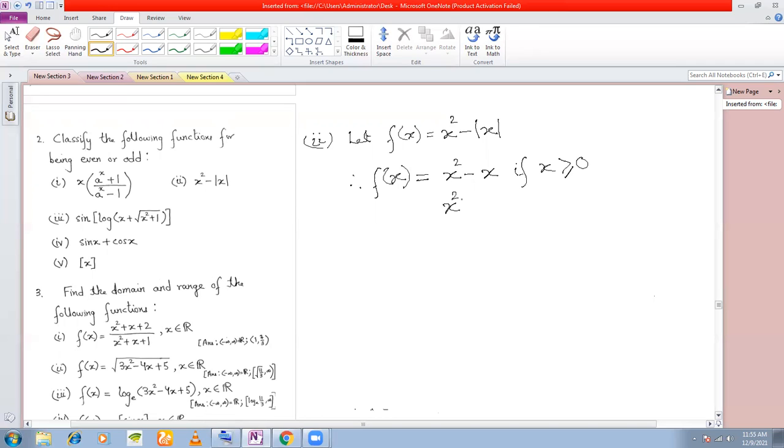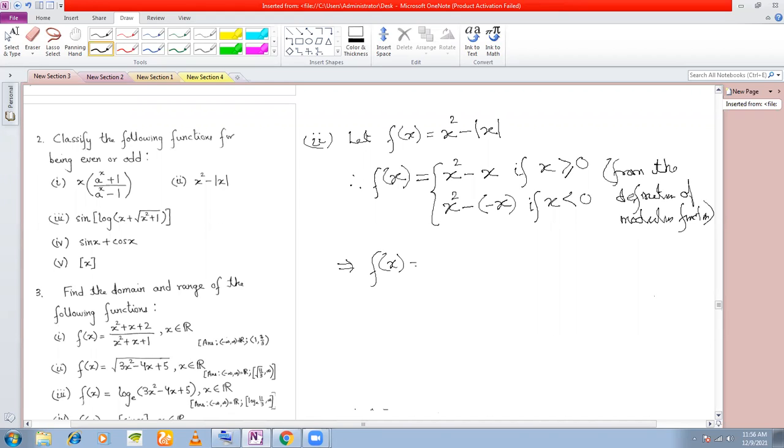And what else? x square minus, and mod x will be equal to minus x if x is negative. This is from the definition of the modulus function. The definition of the modulus function is very important. You will be using this most often. And therefore, f(x) can now be written in a more simplified form as x square minus x if x is greater than or equal to 0, and x square plus x if x is less than 0.